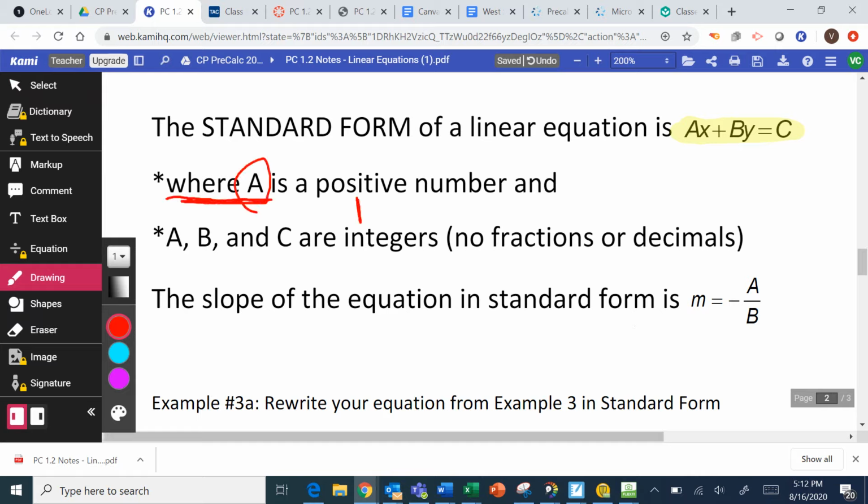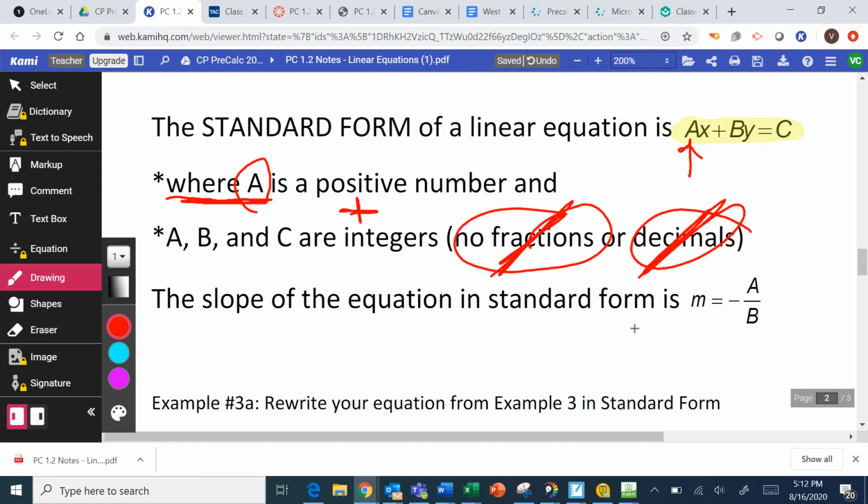A has to be positive. It has to start with a positive number. A, B, and C are integers. Absolutely no fractions, no decimals. A, B, and C are integers. And then this is a little extra piece of information that we will use later to have some time-saving tricks. If you want the slope when it is in standard form, you do negative a over b. And we'll come back to that later.